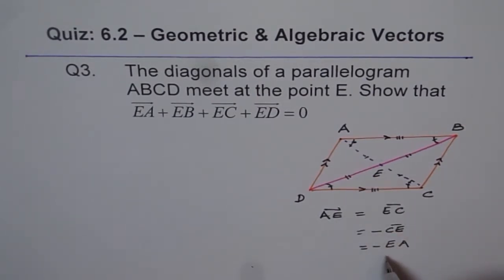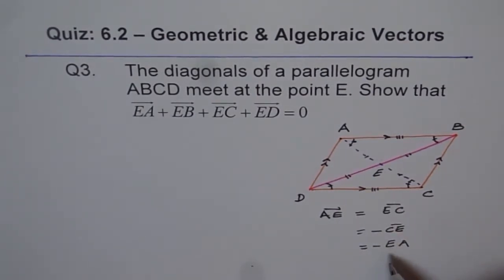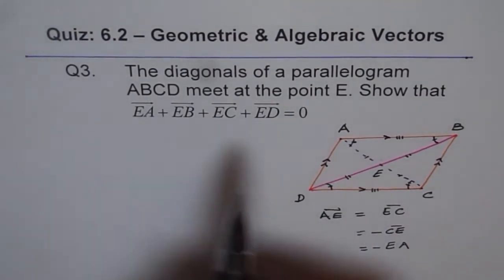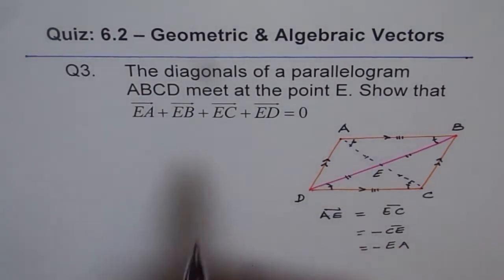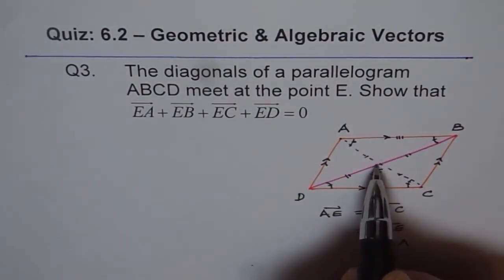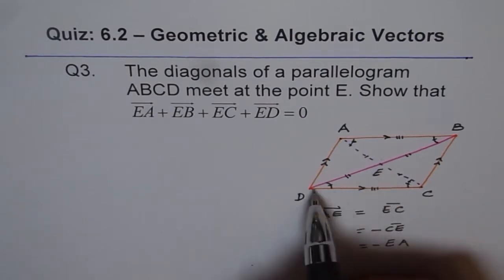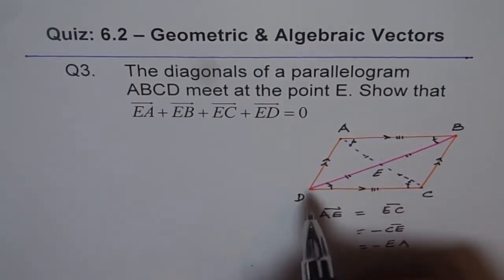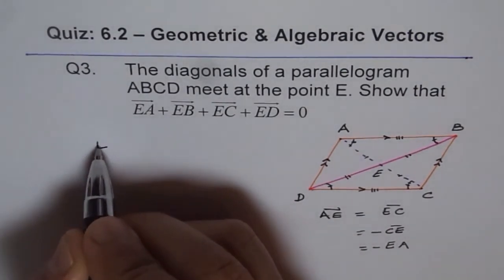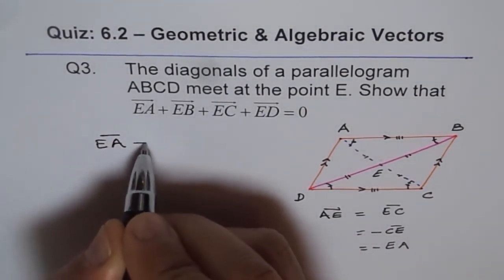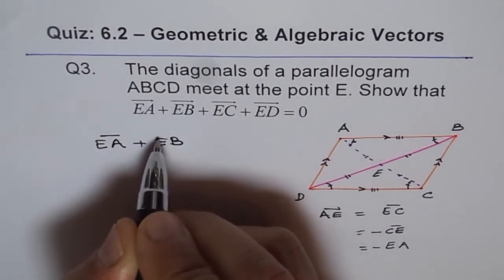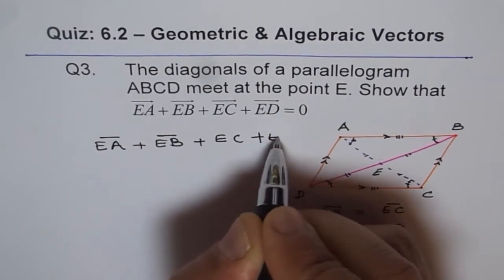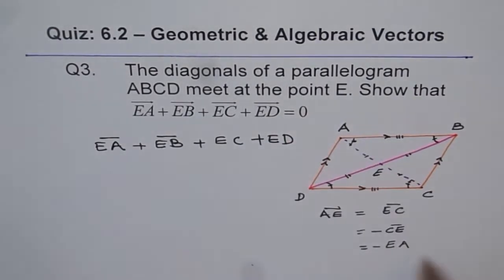So that is the concept which we are going to apply here to solve the problem. So what we will do here is, we have EA, so we are having all this set of vectors starting from E going outwards, right? So EA, ED, now let me write this again. So we have EA plus EB plus EC plus ED. We need to prove this to be 0, right?